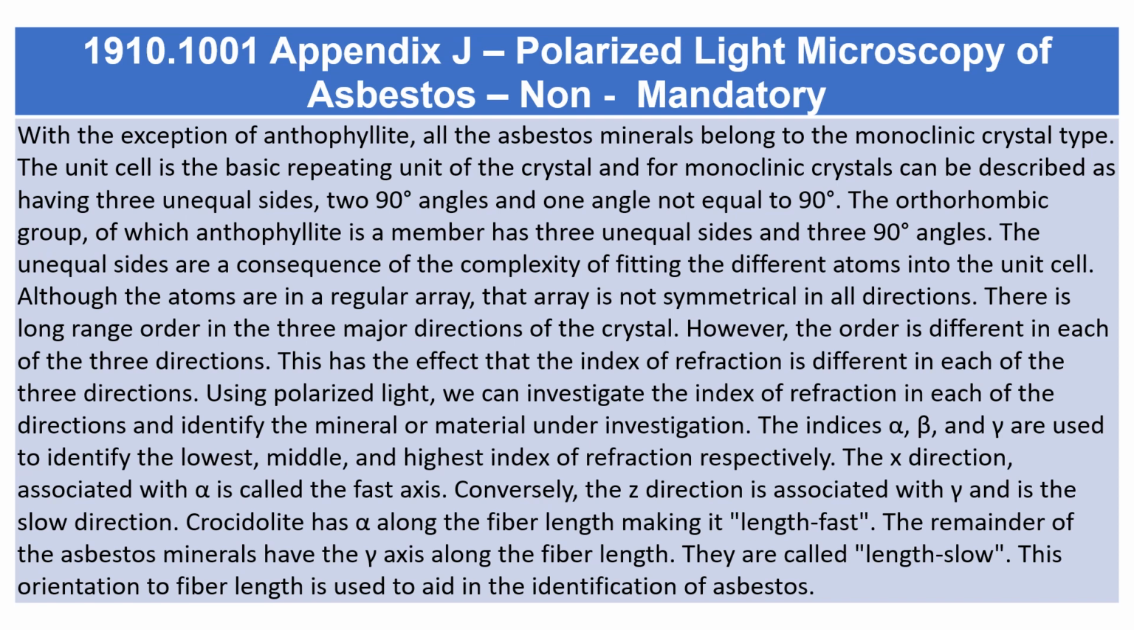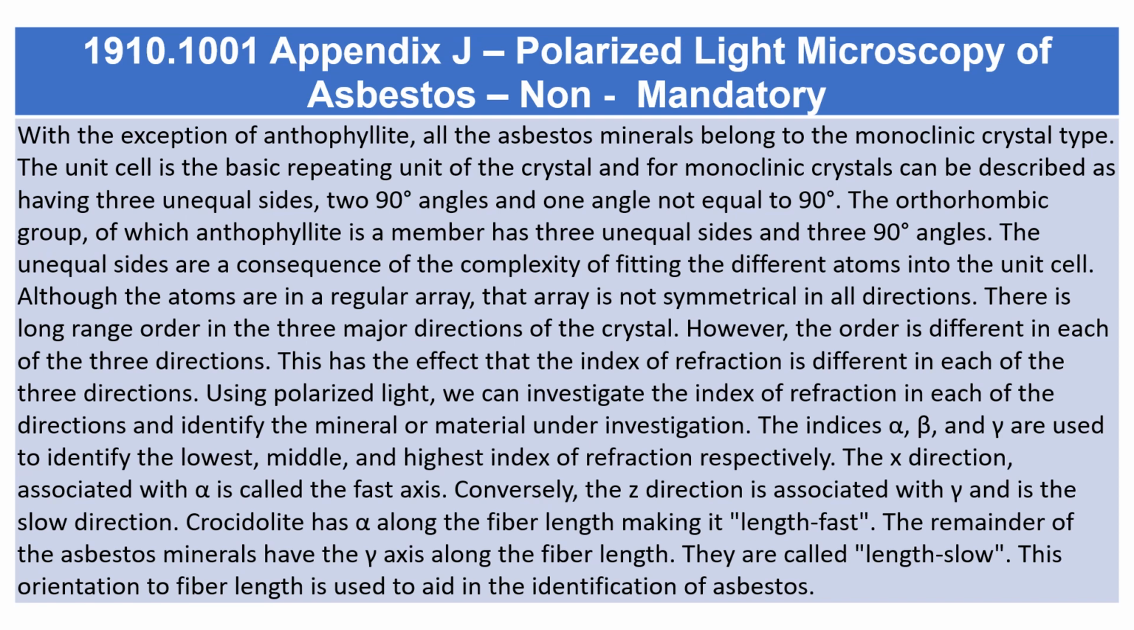The unequal sides are a consequence of the complexity of fitting the different atoms into the unit cell. Although the atoms are in a regular array, that array is not symmetrical in all directions. There is long-range order in the 3 major directions of the crystal. However, the order is different in each of the 3 directions. This has the effect that the index of refraction is different in each of the 3 directions.